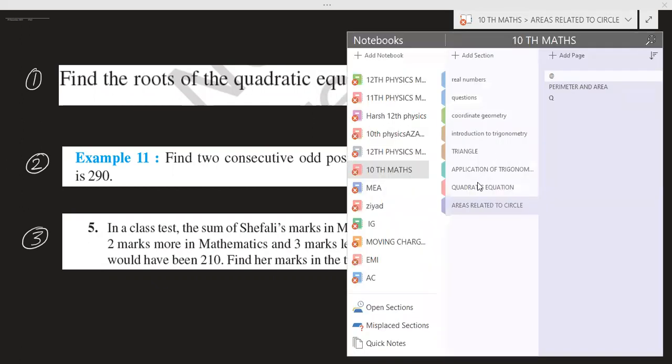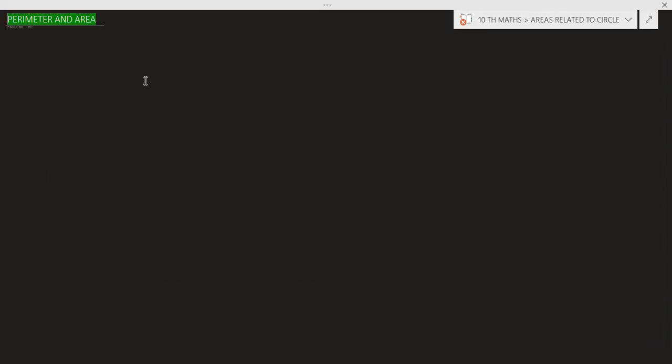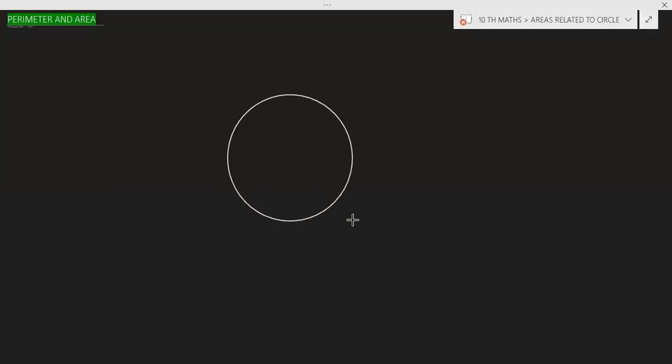Okay. Now we will start the areas related to circle, and first we will discuss the perimeter of the circle and area of the circle. So we know that circle is like this. We can take a circle. If this is a circle, this circle has the center here, and this has the radius. Suppose small r is the radius, and this is the center of the circle.